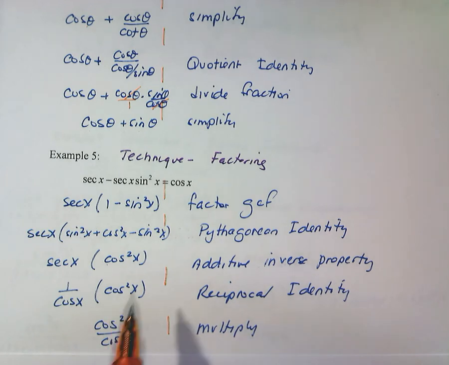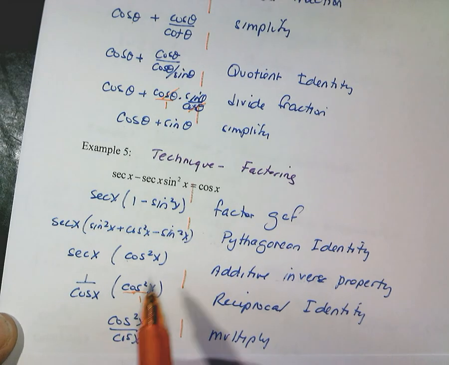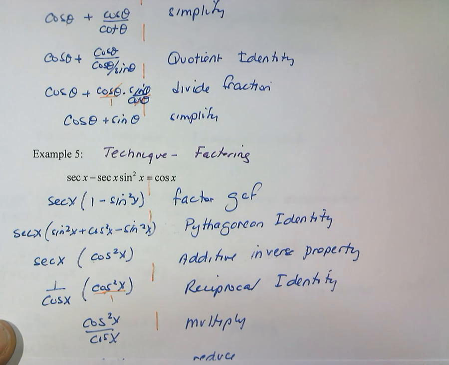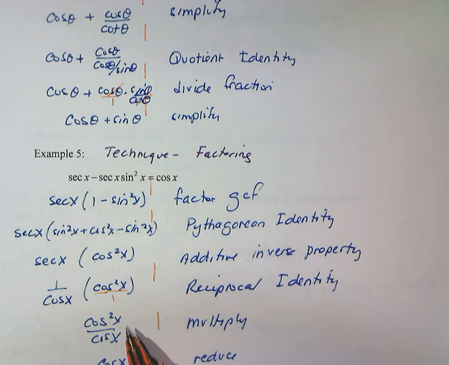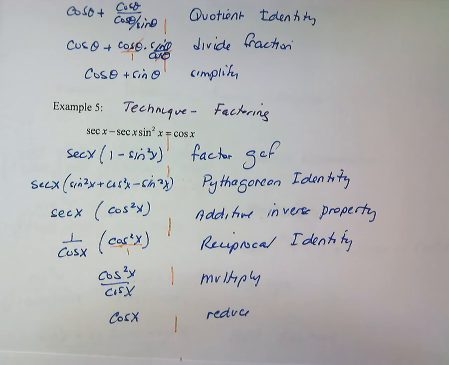When I multiply these two, 1 times cosine squared x is cosine squared x. Cosine x times 1 is cosine x. So I multiplied them. And then I can reduce them. Cosine squared over cosine is just going to be cosine x. And that's where I get to the end.